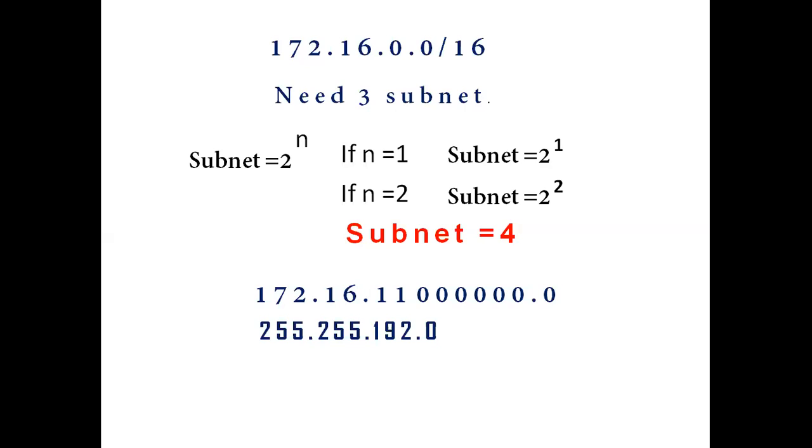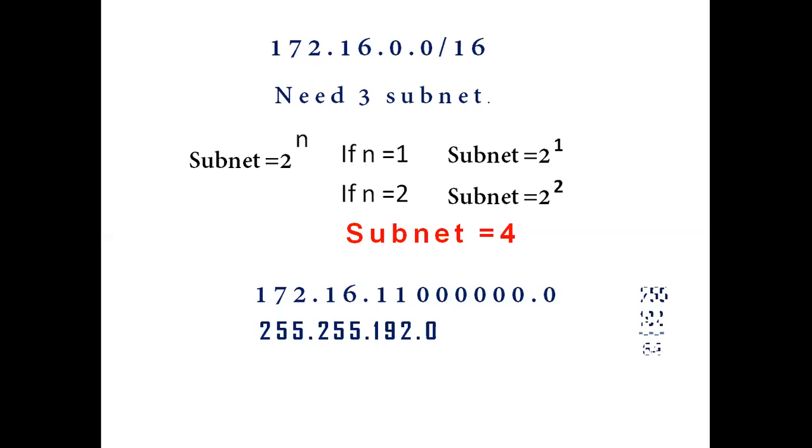Please, what you mean is that the question says 3 subnets, so that means we can modify to get 4 subnets, being the nearest number? Exactly. You are correct. Okay.